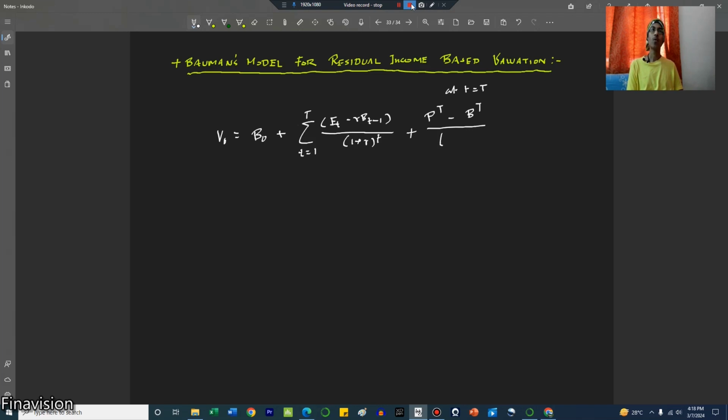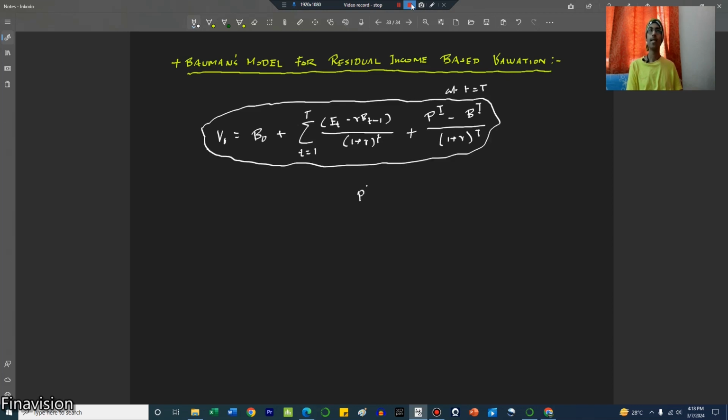To get the present value, we have to divide it by 1 plus R to the power T. Look, these are not to the power signs, right? These are just subscripts to make you understand this is price at T, this is book value at T. Please do remember that. So this is the expression. PT minus BT is basically the premium paid at time T. This is Bauman's basic theory.